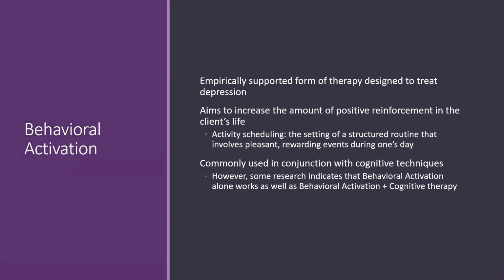So the last strategy that we'll talk about within operant conditioning is behavioral activation. And this is an empirically supported form of therapy that's designed to treat depression. The overall goal here is to increase the amount of positive reinforcement in the client's life. This is done via activity scheduling, which is when a structured routine is looked at and then intentionally includes pleasant, rewarding events during one's day. So the goal here is to include activities that will naturally increase somebody's mood.